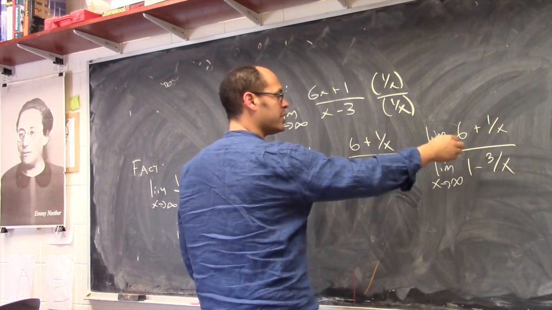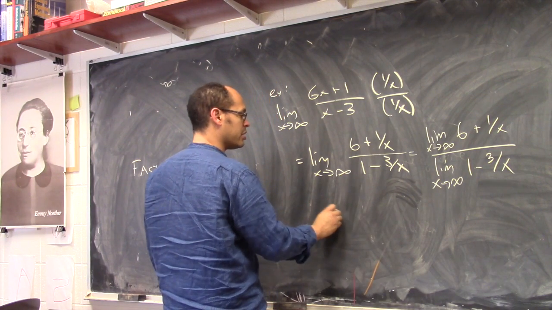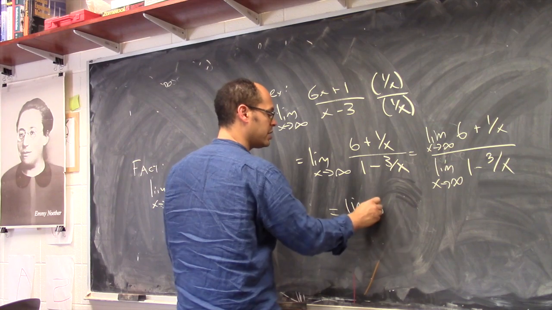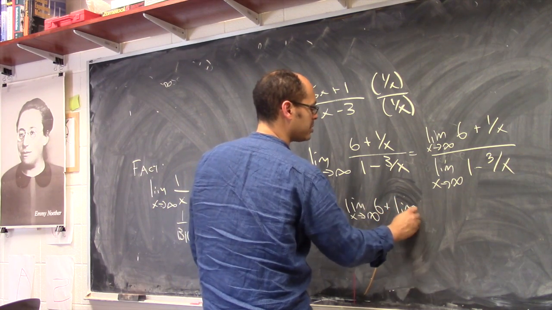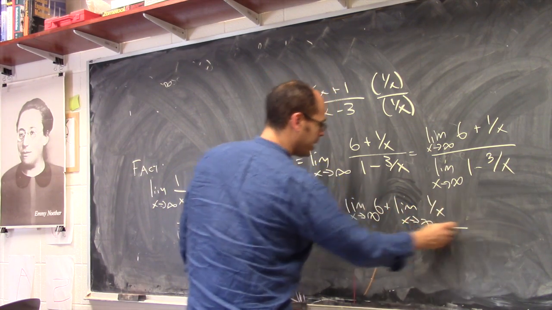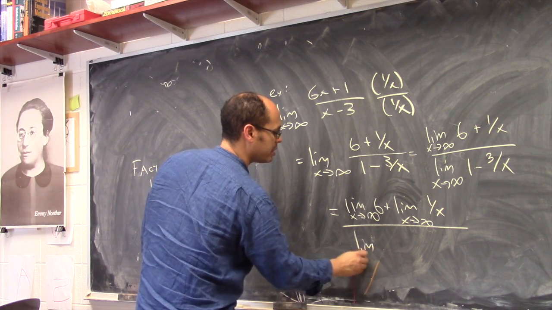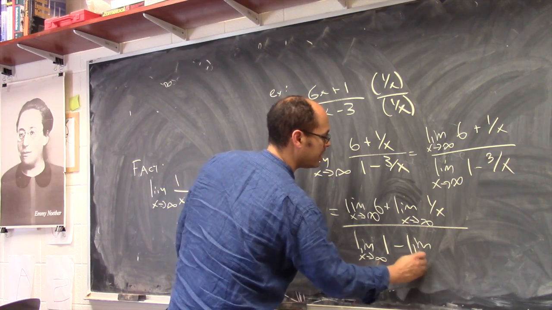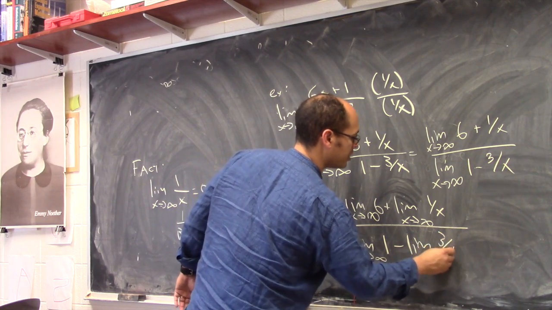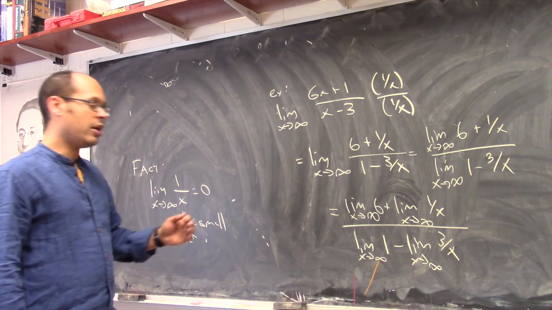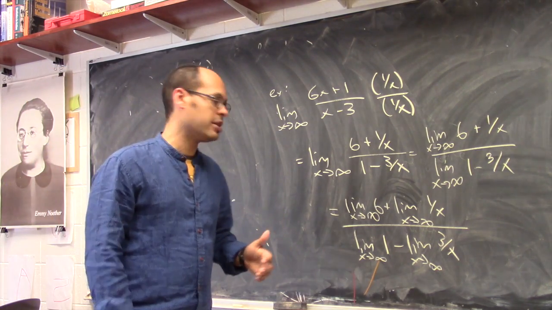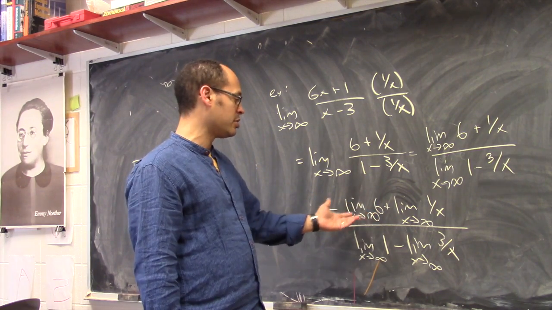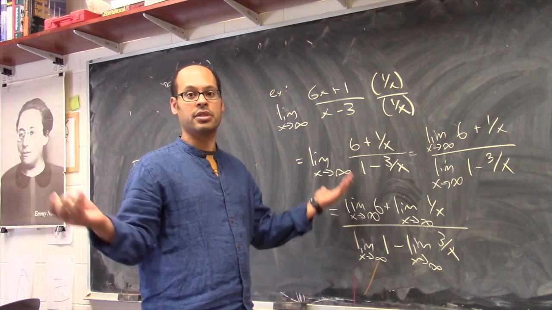And the limit of the sums and the differences, I can distribute the limit over that. And so I get the limit as x approaches infinity of 6, plus the limit as x approaches infinity of 1 over x, over the limit as x approaches infinity of 1 minus the limit as x approaches infinity of 3 over x. Now, all these pieces I can evaluate very simply. A constant just stays by itself. I mean, as x gets close to infinity, 6 gets close to 6, because it's 6.